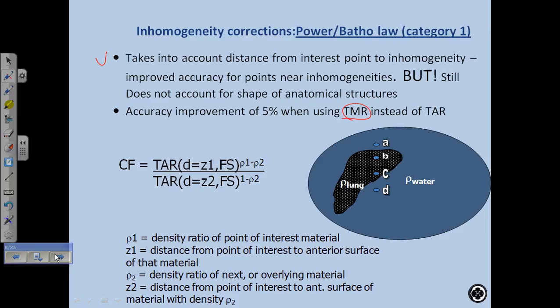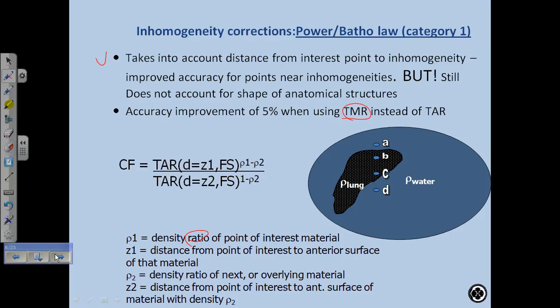Okay. So here's the new correction factor. It looks pretty similar, except you don't have the D prime. You have these other depths called Z1 and Z2. And these are to the power of rho 1 minus rho 2. So rho 1 is the density ratio of the point of interest material. In this case, rho 1 is going to be the density ratio of C, whatever that was numerically, 0.33. So rho 1 is going to be 0.33.